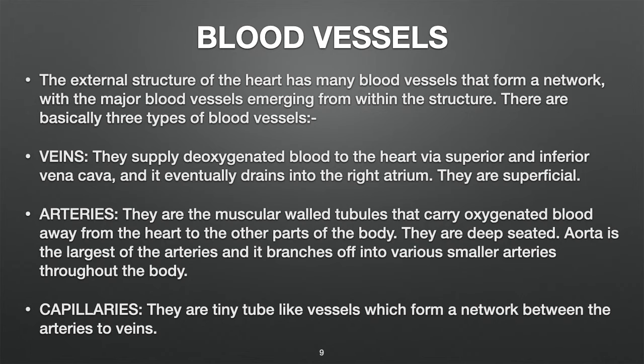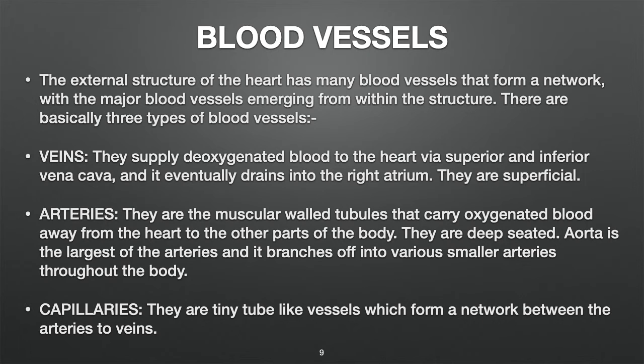And veins always carry deoxygenated blood, that is blood that contains carbon dioxide, not oxygen. But the exception is the pulmonary vein. The pulmonary vein carries oxygenated blood that is oxygenated in the lungs to the left atrium. So veins supply the deoxygenated blood to the heart via the superior and inferior vena cava, and it eventually drains into the right atrium. And always remember, they are superficial. The ones that we can see in our body, the greenish or bluish color, these are the veins.